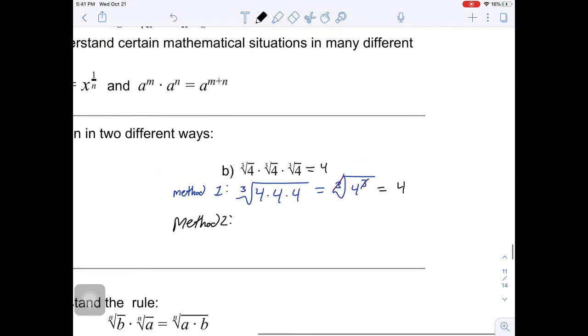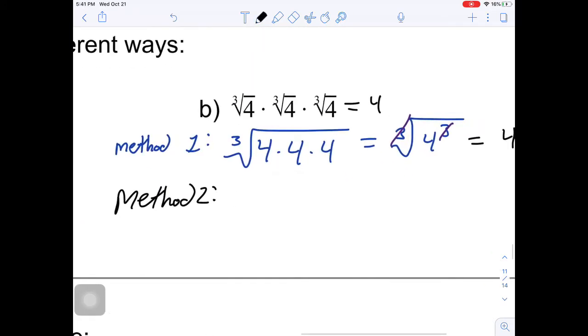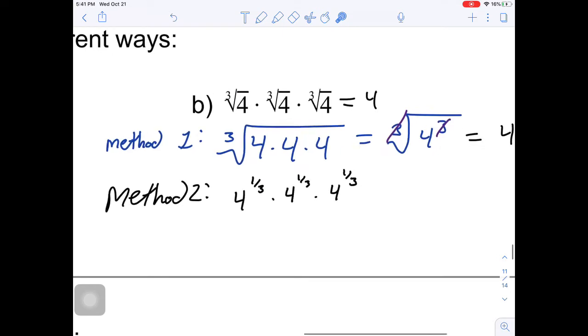Similar to what we did below, what we did on the other one. We're going to represent all of our radicals in terms of fractional exponents. And then they're going to have similar bases, so we're going to add. So here, this will become 4 to the power of 1 over 3 times 4 to the power of 1 over 3 times 4 to the power of 1 over 3. Remember, we just make our index our denominator.